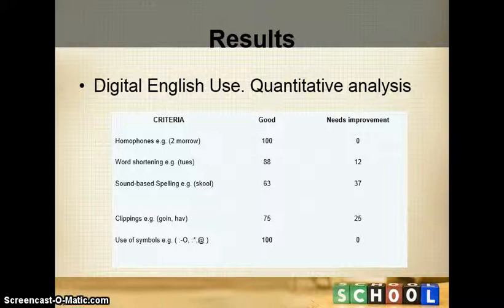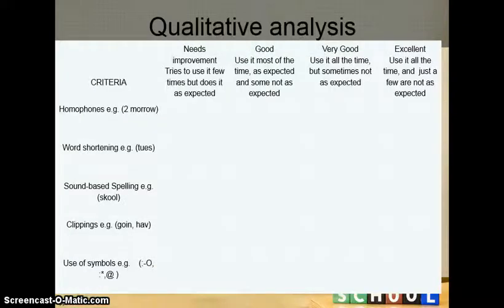So the results for some other criteria that we designed were homophones 100%, word shortening 88%, sound-based spelling 63%, clipping 75%, and use of symbols 100%. For the qualitative analysis, we have the same criteria, but with a Likert scale.